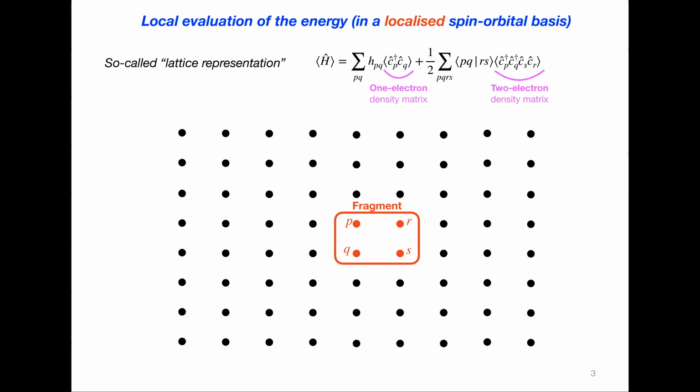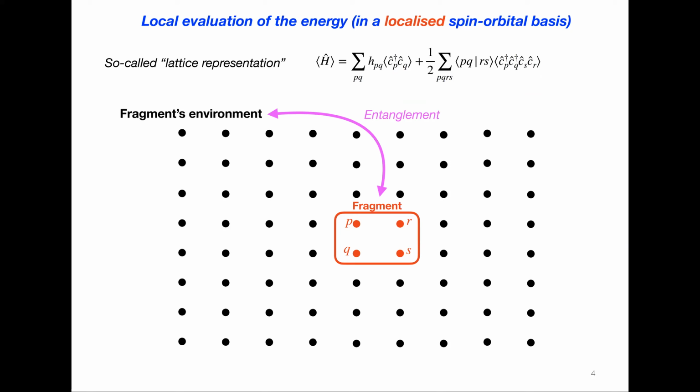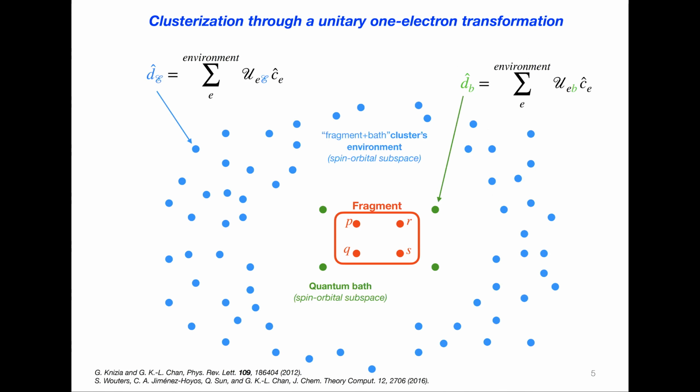So the idea is to try to evaluate 1 and 2 electron reduced density matrices locally. Obviously, you cannot do that just by extracting a fragment. If you are interested in these 4 PQRS spin orbitals, for example, you cannot solve the Schrödinger equation just for that fragment. The reason is very simple: that fragment is obviously entangled with its environment. So the idea is to try to simplify as much as possible the environment and reduce the size of the system you will try to solve with the Schrödinger equation. So how do you achieve that?